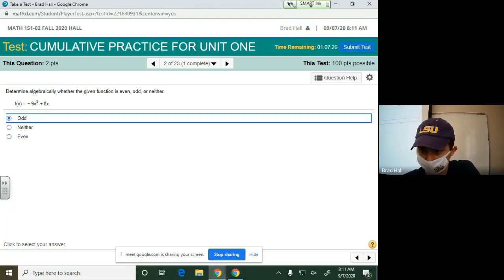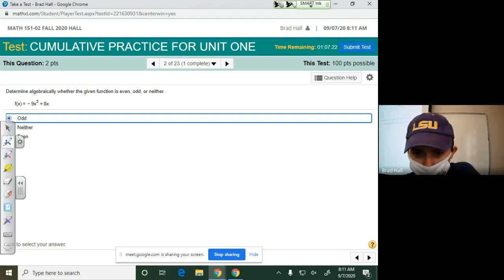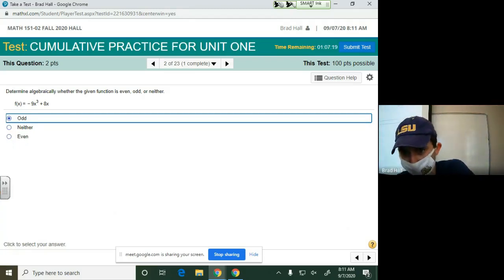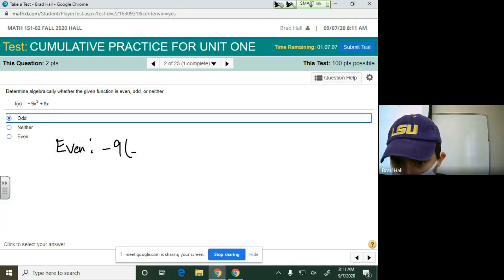But let's say you didn't know that. You wanted to do this problem algebraically. What I said in class was we would start with even, checking for even. And this is when you turned every x value into a negative x value.